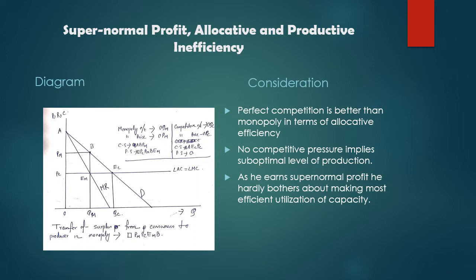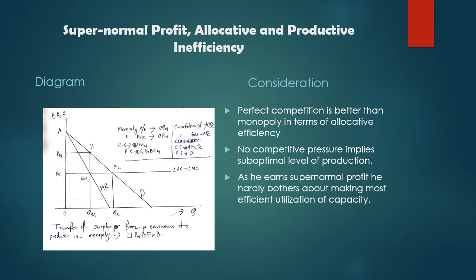Now, what about the consumer surplus here? The output level is OQM, the demand curve is D. So the total willingness to pay by the consumers will be represented by the area of the quadrangle OABQM. But what will be the actual payment? Actual payment of the consumers will be OPMBQM. So consumer surplus will be represented by the area of the triangle ABPM.